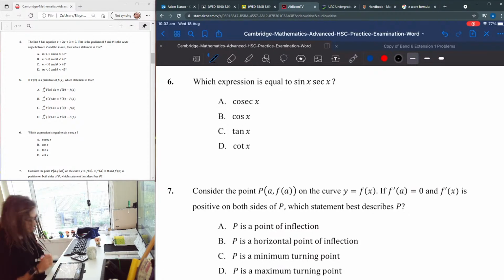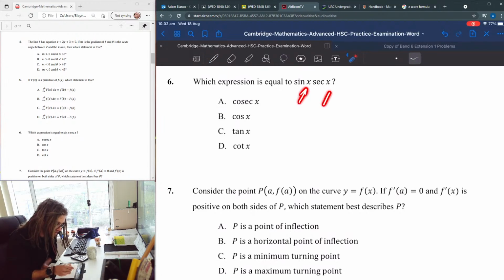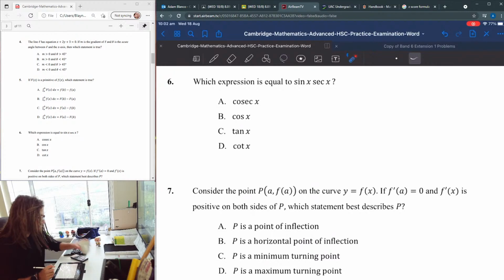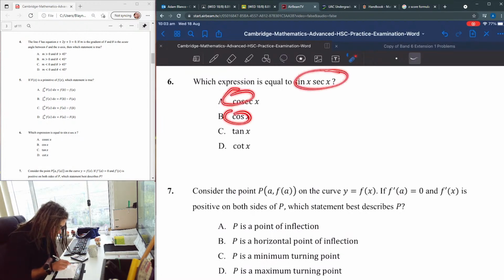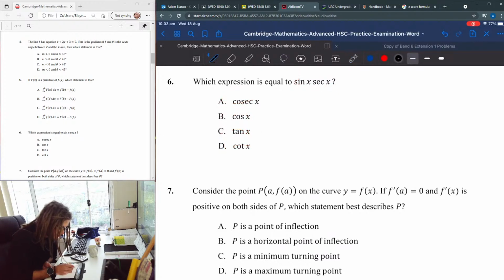There's a quick way, well, not a quick way of doing this. If you weren't confident in trying to rearrange this, what you could do is just chuck some random value in here, probably like 30 or 45 or something that might give you a nice number, and just cross-reference it with the answers to each of these and see if they're the same. Or you just recognize that sec is the same as 1 on cos, which means that's sine on cos, which is tan.